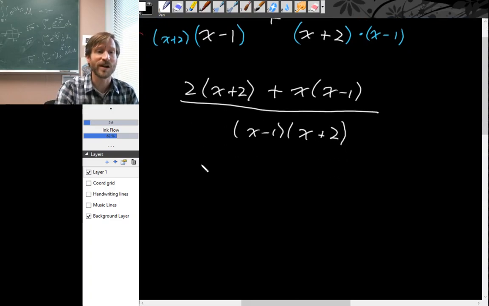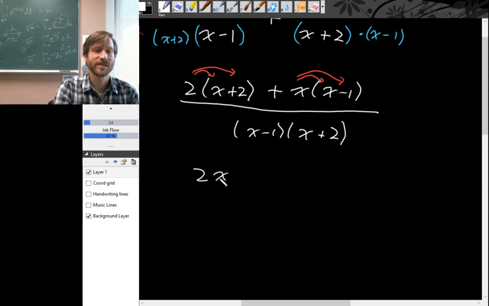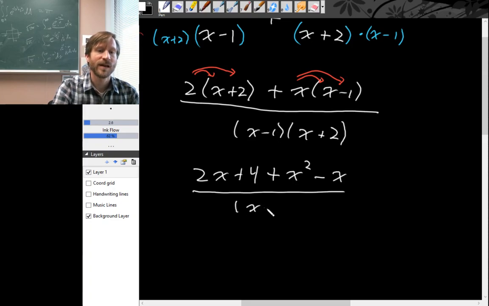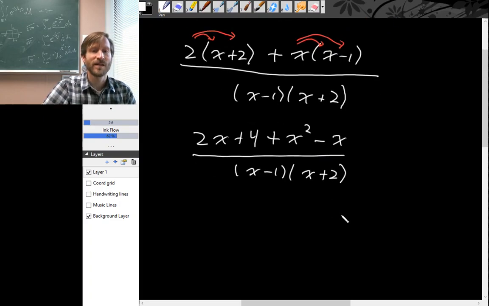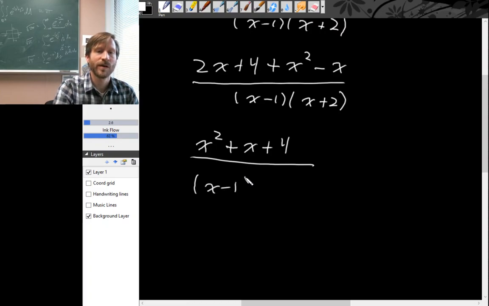Just simplify the numerator. So in the numerator, we can distribute this 2. While we're at it, let's distribute this x. We get 2x plus 4 plus x squared minus x all over x minus 1 times x plus 2. And then in the numerator, we can combine like terms. We get x squared. There's a 2x minus x, so that's plus x plus 4 over x minus 1 times x plus 2. Okay?